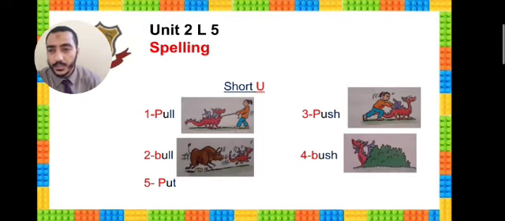Number 5, put, put. So put, you know this verb. Put the pencil on the table. Put, put. Again. You are going to pronounce them alone, okay? Next time or now after I finish them.